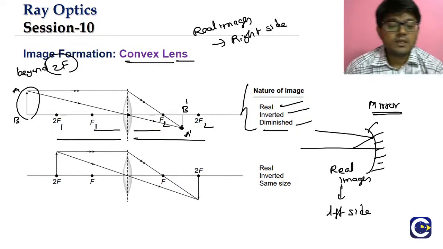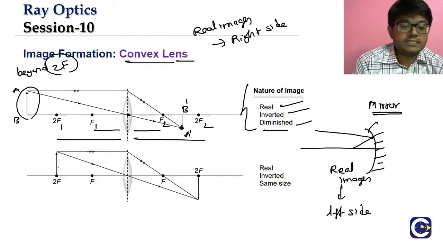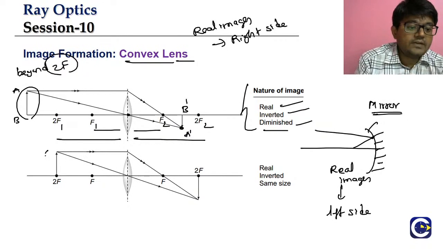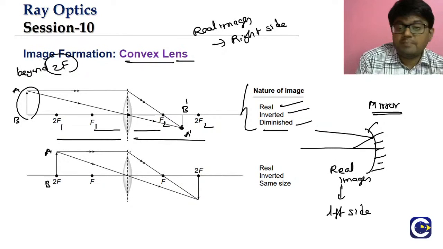Now we'll come to the second position. This is exactly at 2f. If you have an object exactly at 2f, look at this. We'll draw a line parallel to the principal axis. After refraction, it will go through the focal point. We'll draw a ray passing through the optical center P. It will just go undeviated.